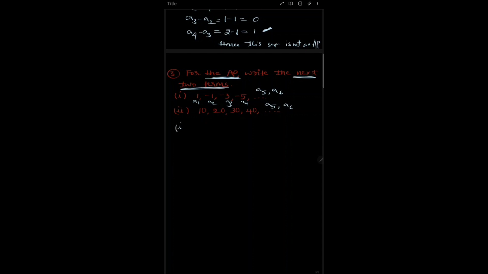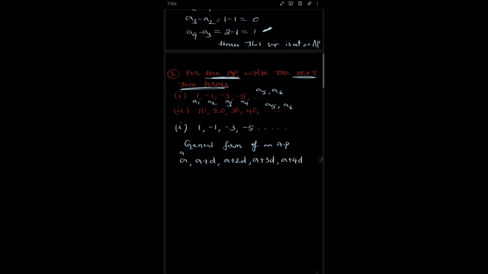So for the first one, write the sequence first. 1, minus 3, minus 5, and so on. So we know that A1, A2, A3, A4. So find A5, A6. We already discussed the general form of an AP. That is A, A plus D, A plus 2D, A plus 3D, A plus 4D.